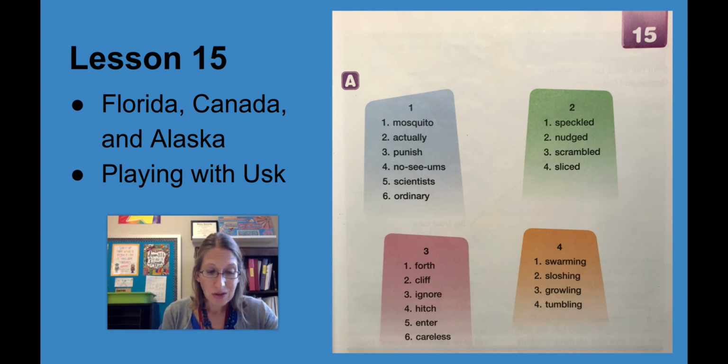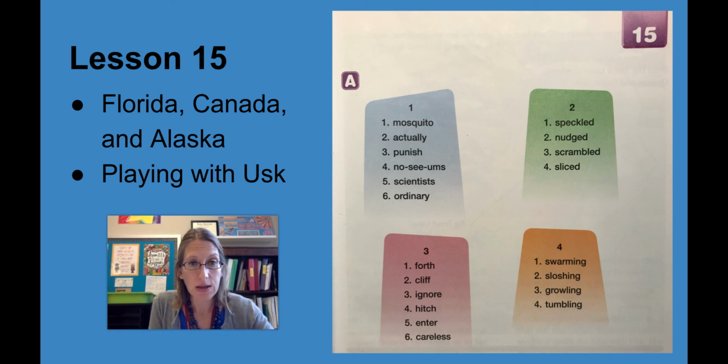No-see-ums are tiny biting insects that live in Alaska and Canada. No-see-ums feel like mosquitoes, but they're so small you can hardly see them. Hence, they're called no-see-ums. Word 5, what word? Scientists. And word 6, what word? Nice job.